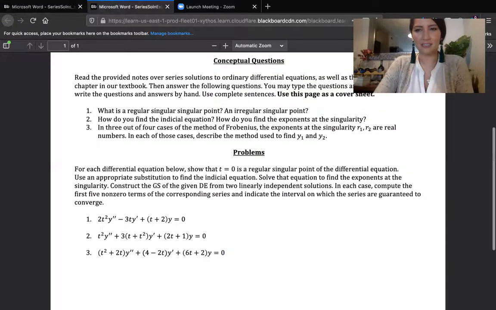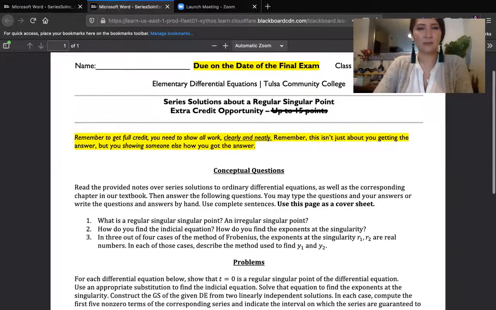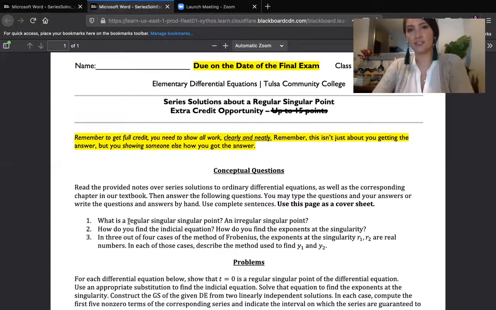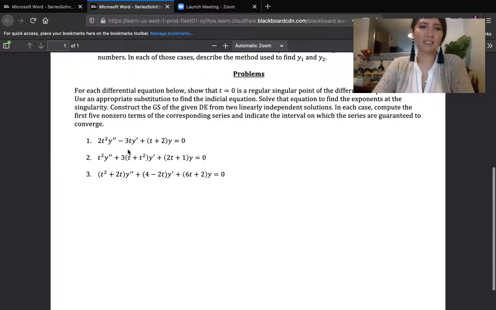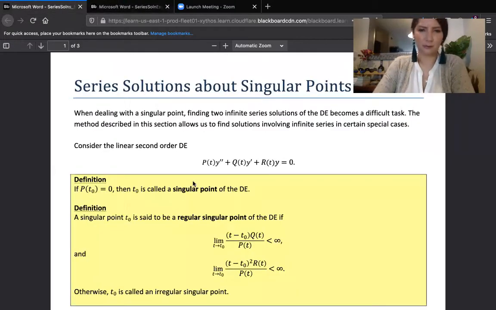So this is actually your assignment. You're going to solve these problems and answer the conceptual questions in much the same way that you would answer conceptual questions and solve problems for your written homework. So you answer the 3 conceptual questions, and then you're asked to solve these 3 differential equations. For each of these, t equals 0 is a regular singular point. So we'll be able to use Frobenius's method in order to find the solutions to these equations. So let's go through a little bit.